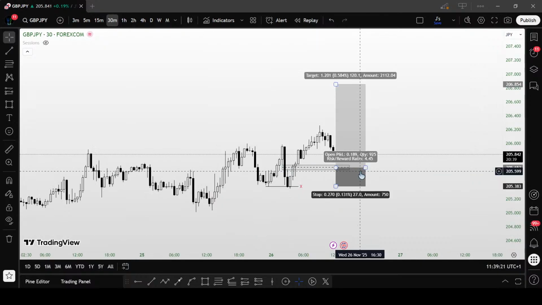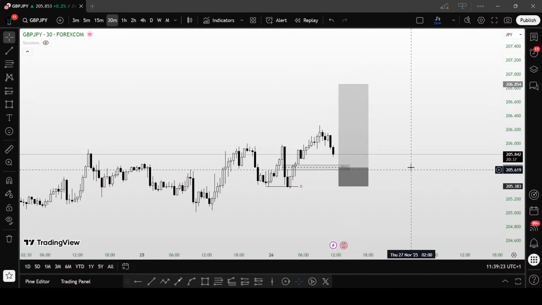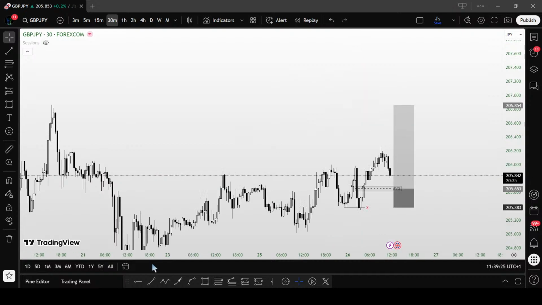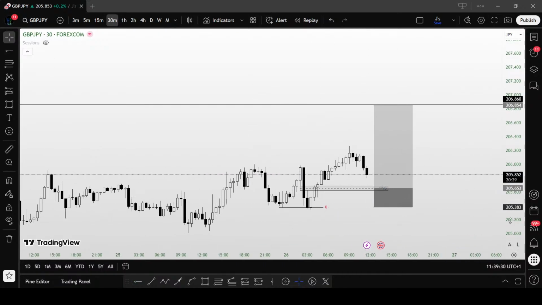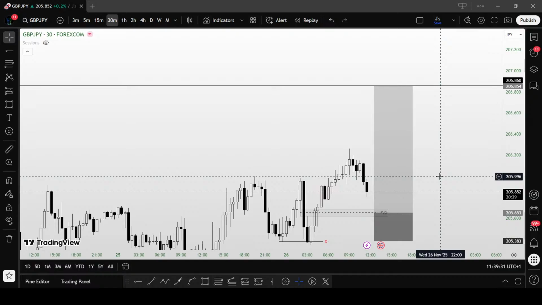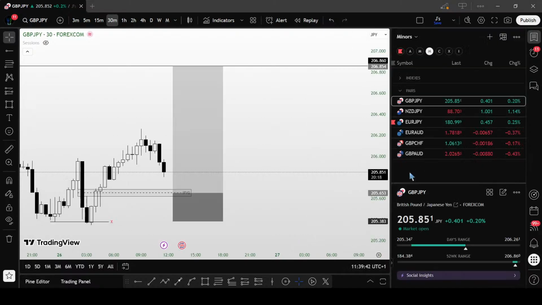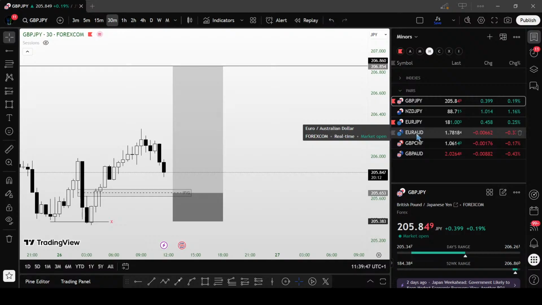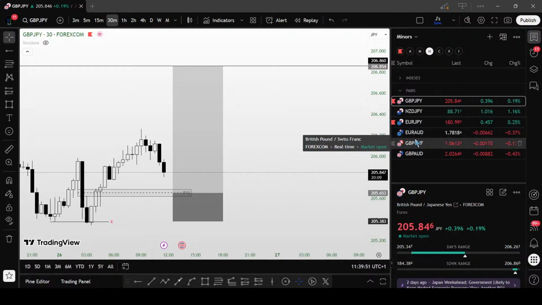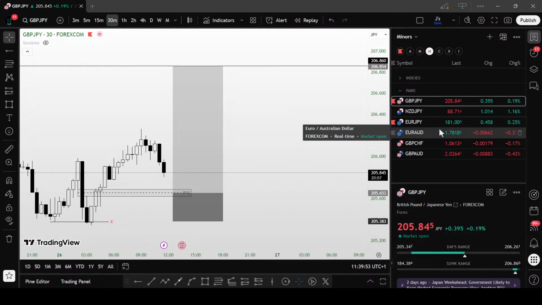Inverse fair value gap. Okay, and there we go. We do have a little setup here on GJ. All right. What next? What do we have next here? That was for GJ. Well, I feel like most of the setups are actually going to be bullish because of UJ. UJ is basically the one that's on top of. So yeah, there's that. Let's check GBPCHF.